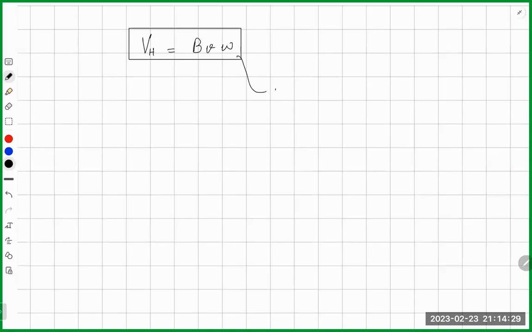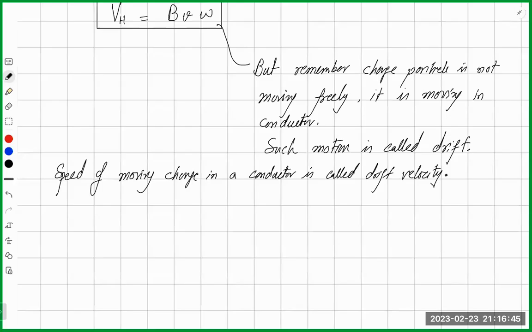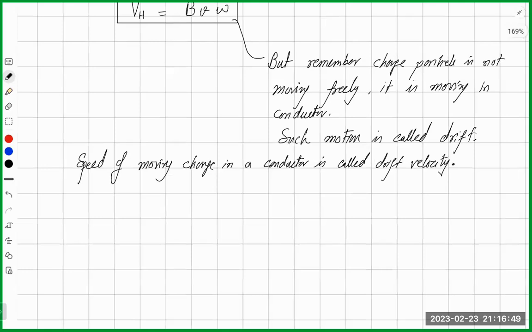But remember, a charged particle is not moving freely. It is moving in a conductor. Such motion of charged particles in a conductor, they drift. Just 1 second. Speed of moving charge in a conductor is called drift velocity.